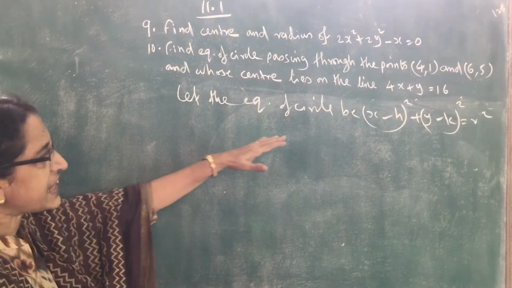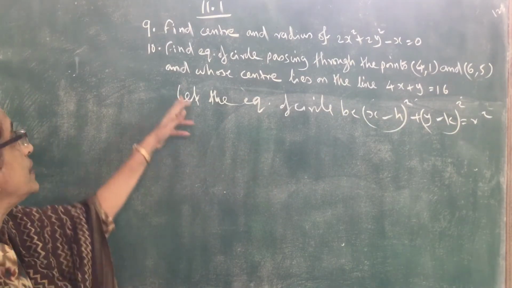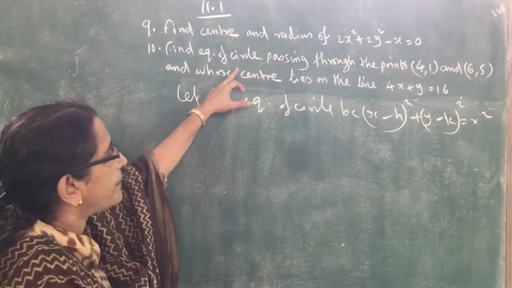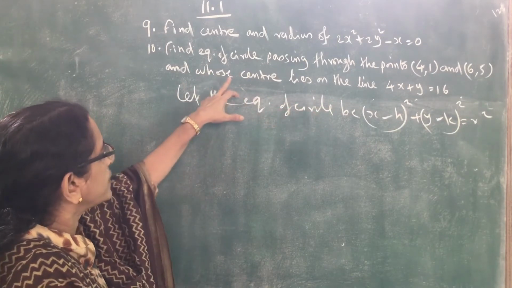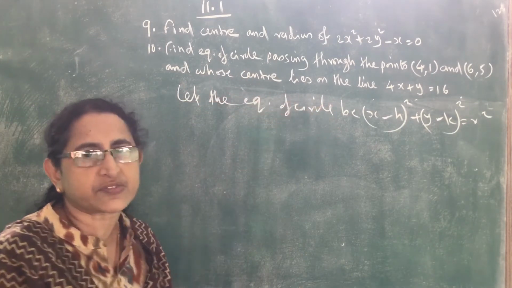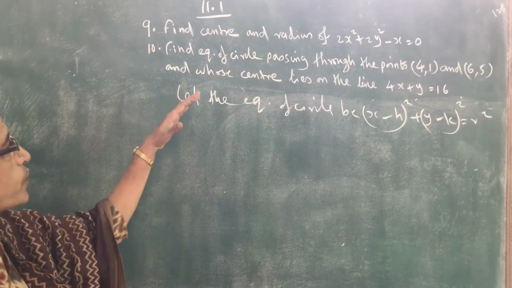So suppose this is the equation of the circle we want to find. Here the question is: find the equation of the circle passing through these 2 points and whose center lies on the line 4x plus y equal to 16. So we want to find the equation of the circle.